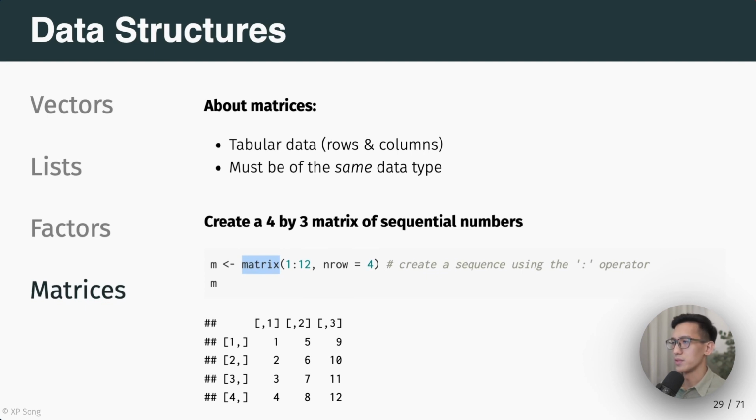And in this example, we can create a sequence of numbers 1 through 12. Note that this colon allows you to create a sequence of numbers from this number to that number. In this example, we create a matrix of 4 rows. In the output, note that this is the index of rows, and this is the index showing the column numbers.